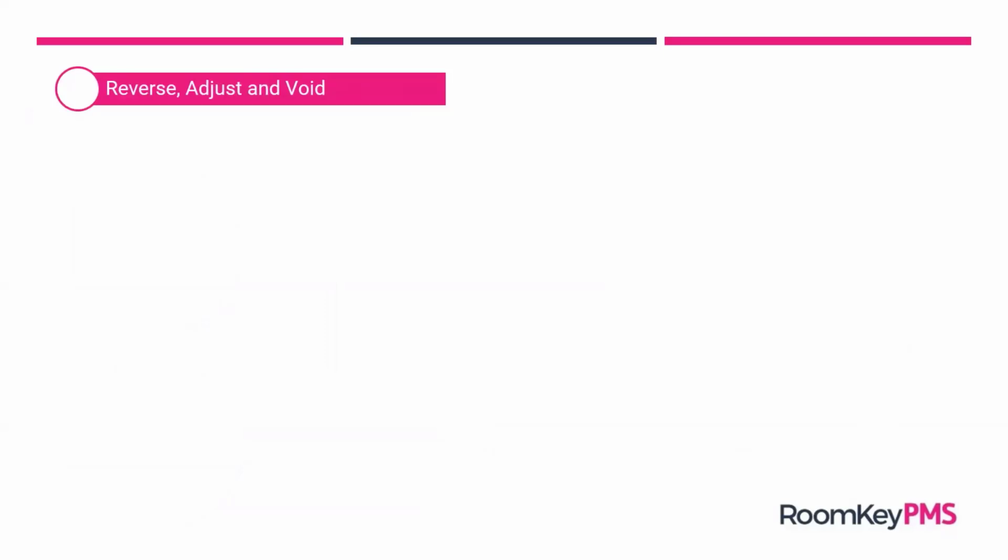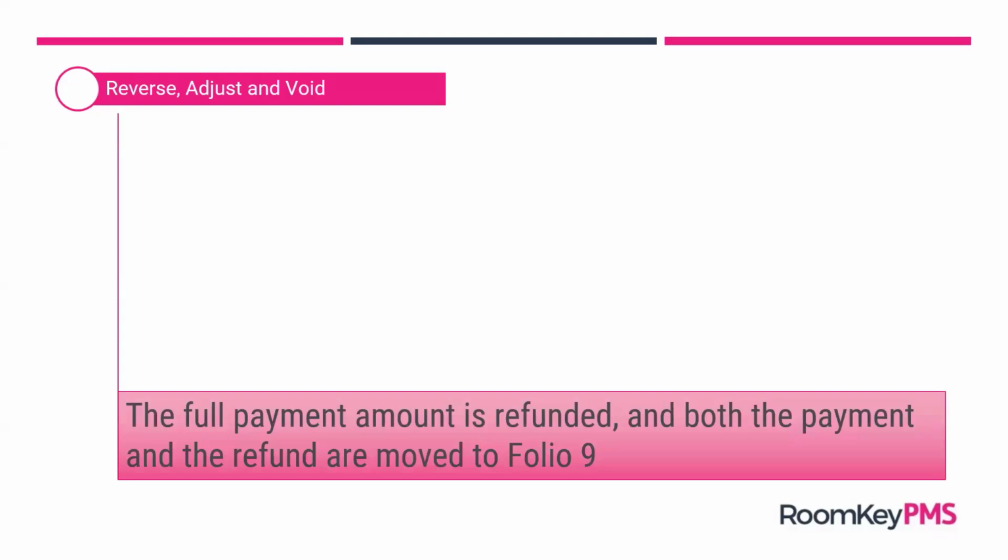Now let's take a look at some other types of functions that you may perform when you are managing credit cards and guest interactions. So we're going to look at reversals, adjustments, and voids. Before we look at these, I just want to define these terms as they relate to Roomkey functions. So a reversal function in Roomkey is going to refund the full payment amount, and both the original payment and the reversal will be moved to folio 9.